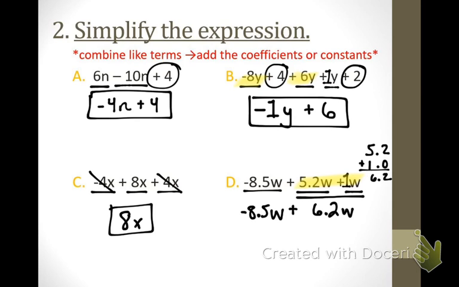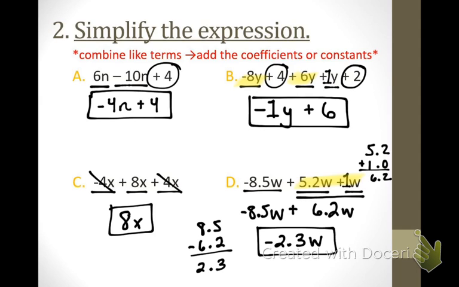Here we have a negative and a positive. Same sign or different sign? Different sign. So we're going to subtract and take. Let's take the biggest number, 8.5, and subtract the smallest number. What's the answer, guys? Okay, because the negative was bigger, it's negative 2.3w. And there is nothing else to combine, so I have simplified problem D as much as I could.